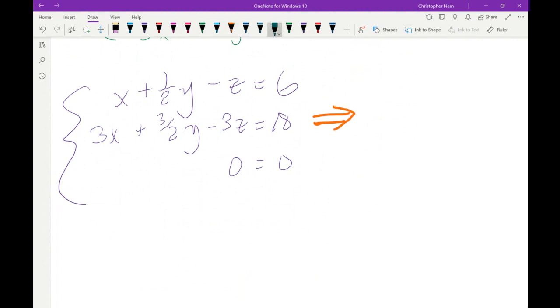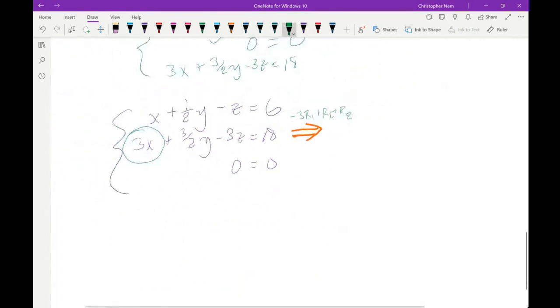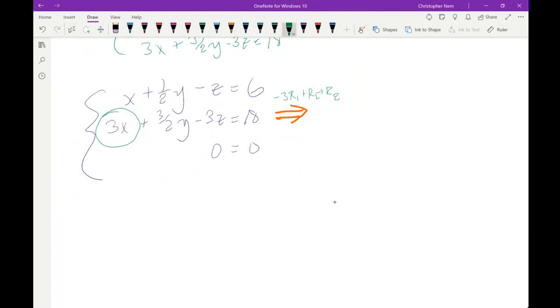Now, if I want to get rid of the x term, I have to multiply by negative 3, because this guy right here has to be deleted. So I'm going to multiply the first row by negative 3, add that with the second row, and send that to the second row. So if I do that, I have, let's see, 1 half y minus z equals 6.